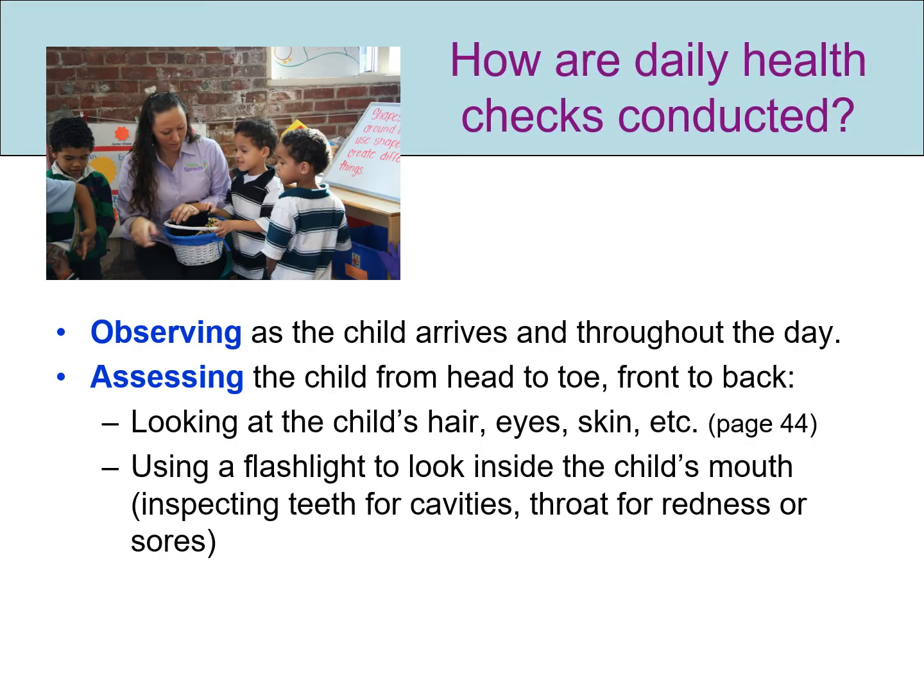So how are daily health checks conducted? Well, we do this by observing as the child arrives and also throughout the day. As the child arrives, we want to assess the child from head to toe and front to back, looking at the child's hair, eyes, skin, etc. And you can find a list of specifically what to look for on page 44 of your text. It's also a good idea to use a flashlight to look inside the child's mouth, to look at their teeth for cavities and their throat for redness or sores.